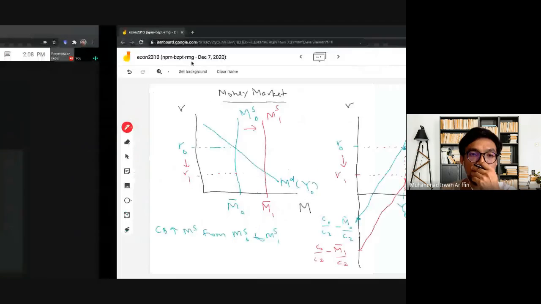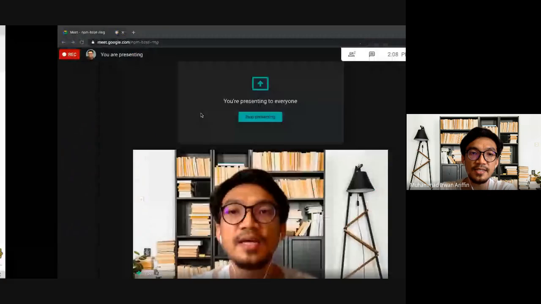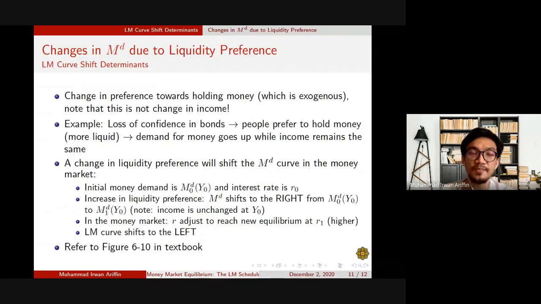Now with regard to the second factor, let's look at what happens to the LM curve when the demand for money changes. We're going to assume an exogenous factor, which is the liquidity preference. Let's say the public has lost confidence in holding bonds, so people would prefer to hold money. When this happens, the demand for money goes up while the income level remains the same, ceteris paribus. It's just that suddenly people love to hold money more compared to bonds. This change in liquidity preference will shift the money demand curve in the money market.